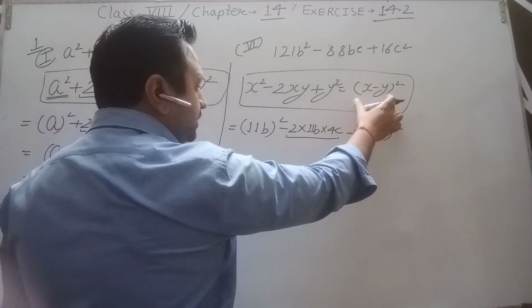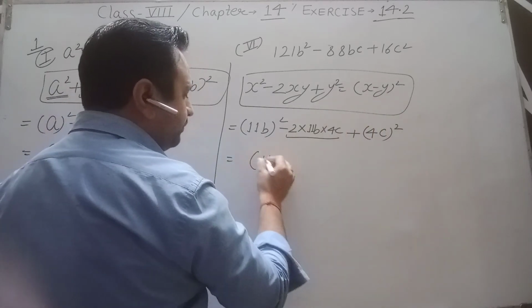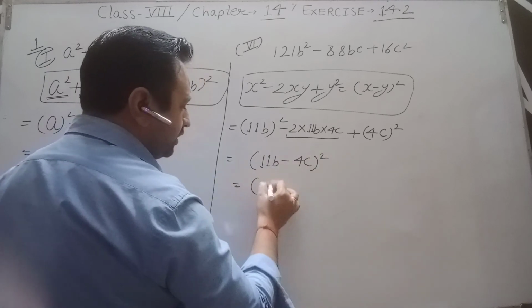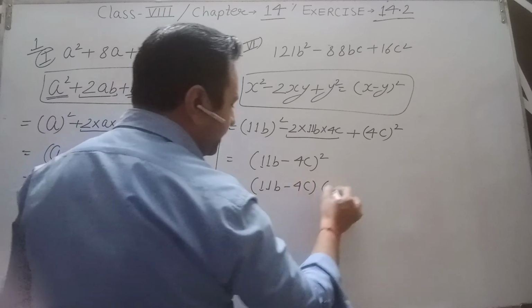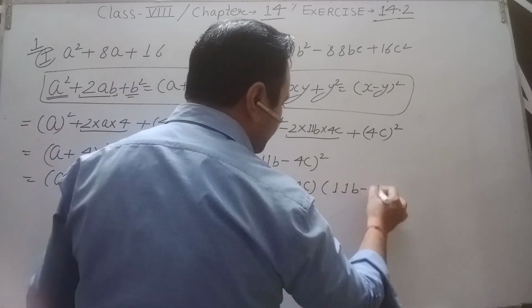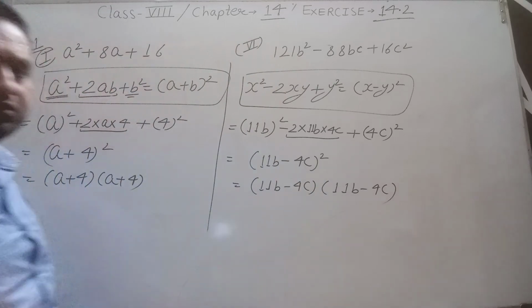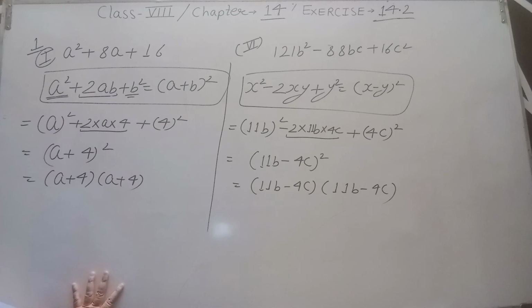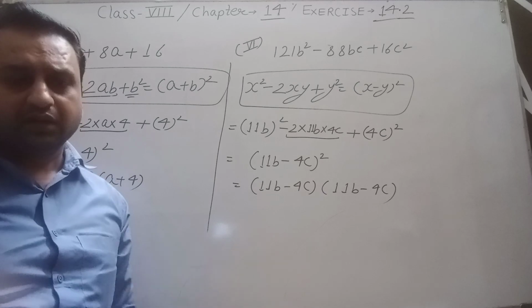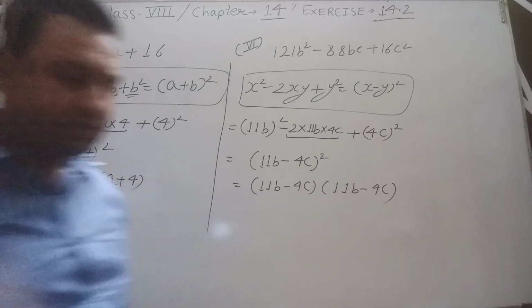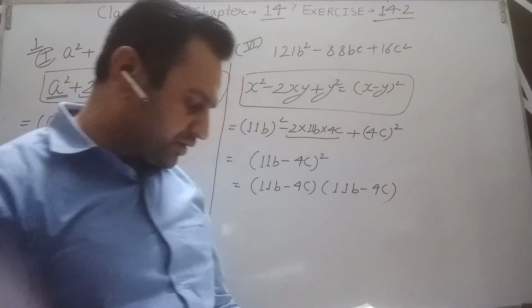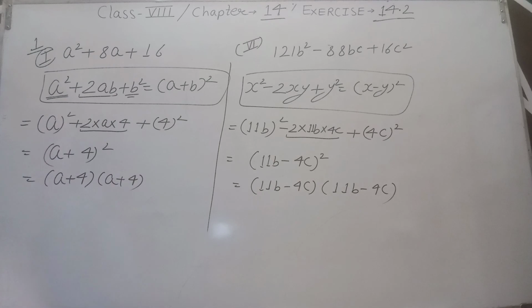Now the identity used in RHS is 11b minus 4c whole square. So 11b minus 4c, and in the next bracket 11b minus 4c. So I showed sixth part is also clear. Just note down and the remaining parts are homework. So 14.2 question number 1 complete is homework and 14.1 question number 3 is also homework. Just note down and thank you very much.